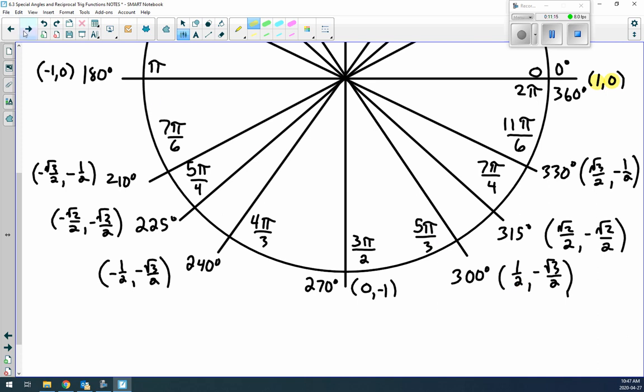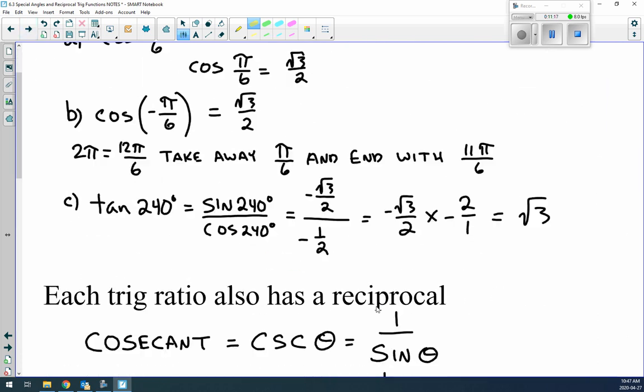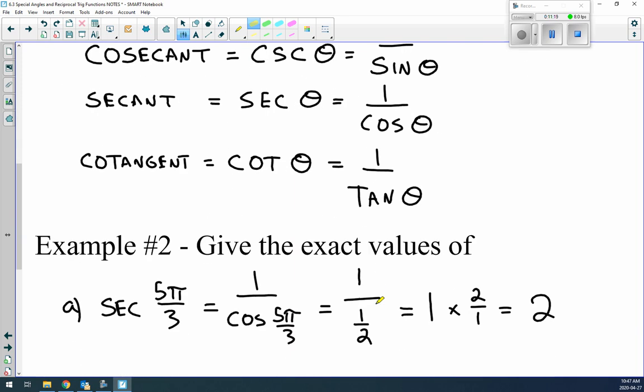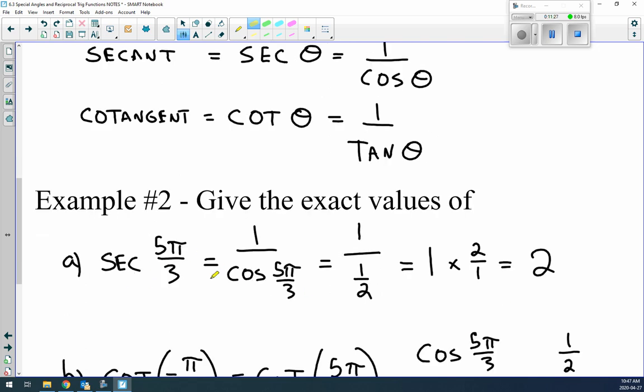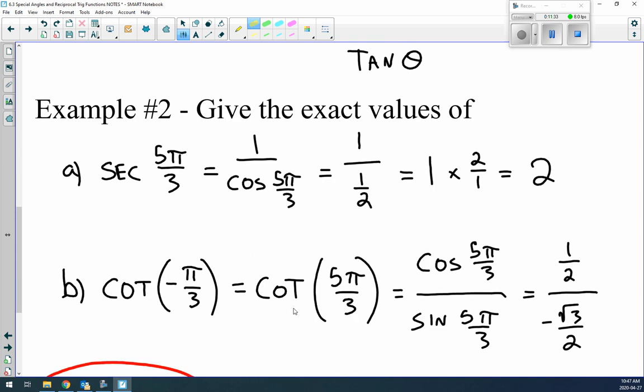Cosine, right? We want a half. So there it is, it's 1 over a half. Well, we don't leave it in that form. That's 1 times 2 over 1, right? Multiplied by the reciprocal, we end up with just 2. So when you get a question like this, work through, first off, change secant to cosine, 1 over cosine. Find the 5 pi over 3 and then do the work with that one.